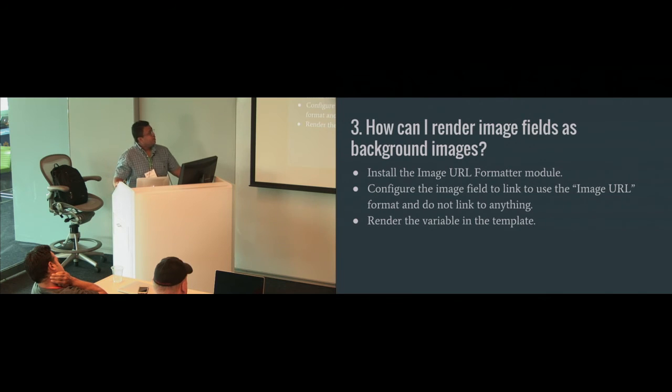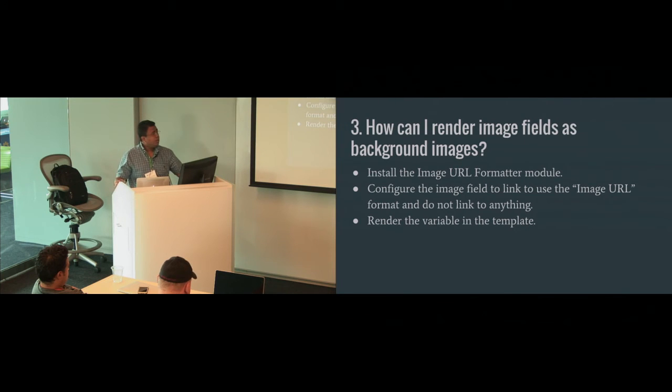Interrupt me anytime. How can I render an image field as a background? For this one, we can try to do it with Twig directly or in a preprocess function, but it is kind of a headache. So you can instead use the Image URL Formatter module. You install that module, then you configure your image field. I have screenshots for everything. Configure your image field to use the image URL formatter and then render the variable.